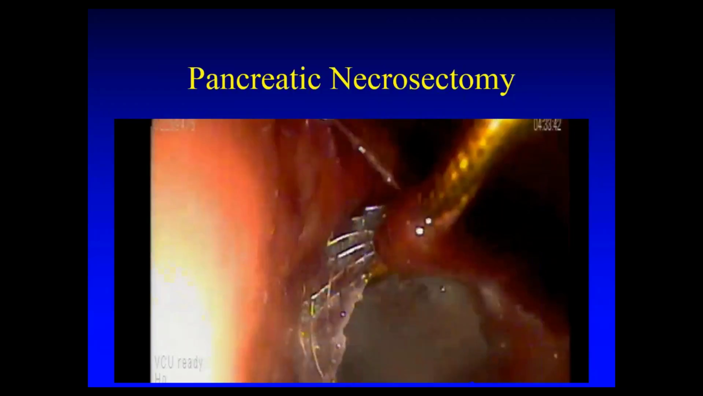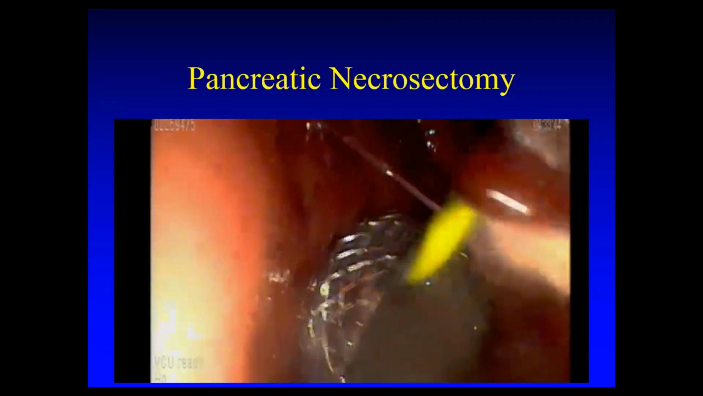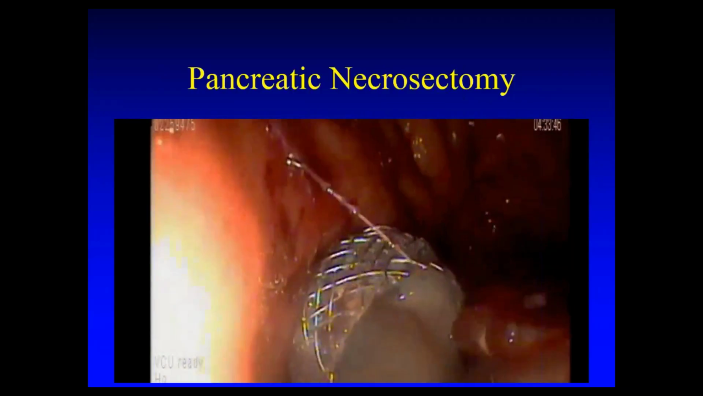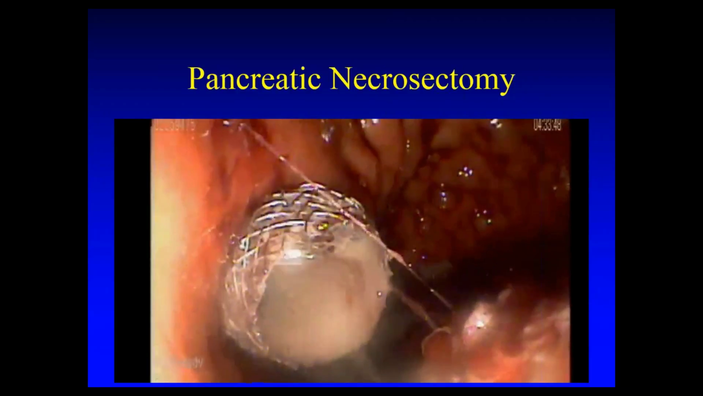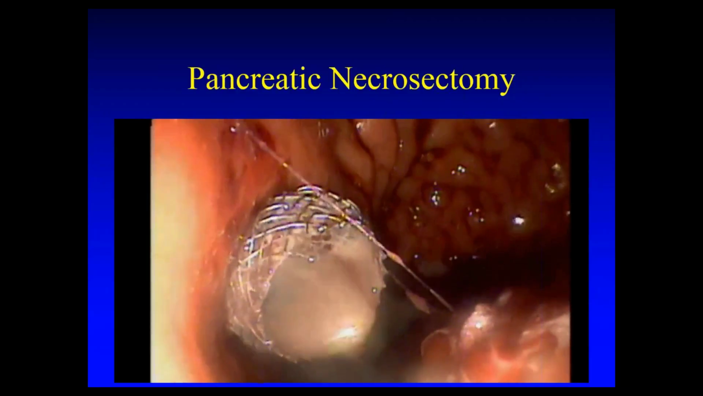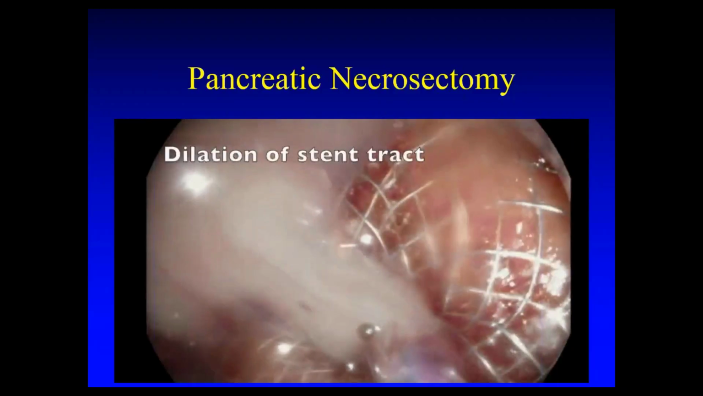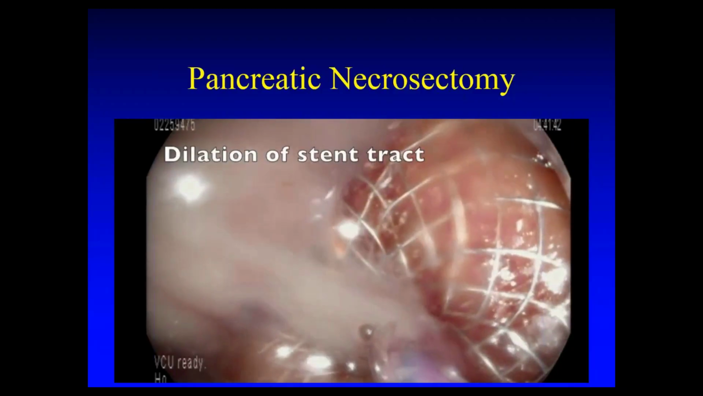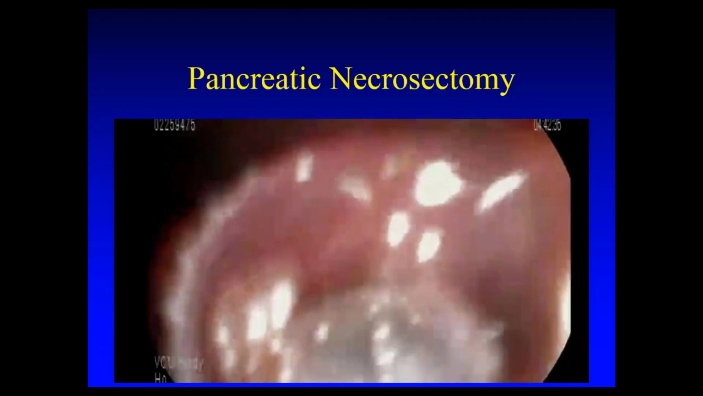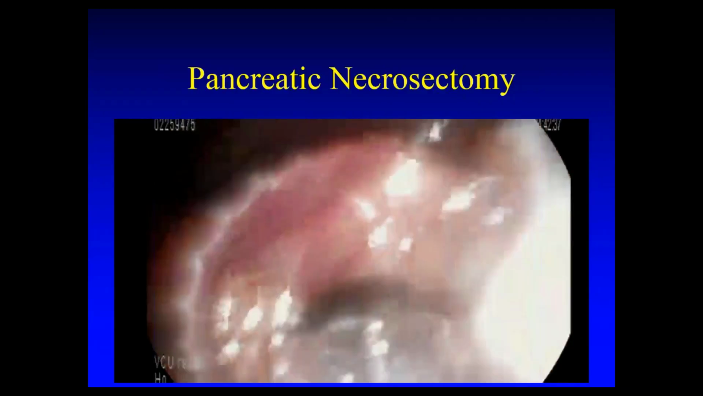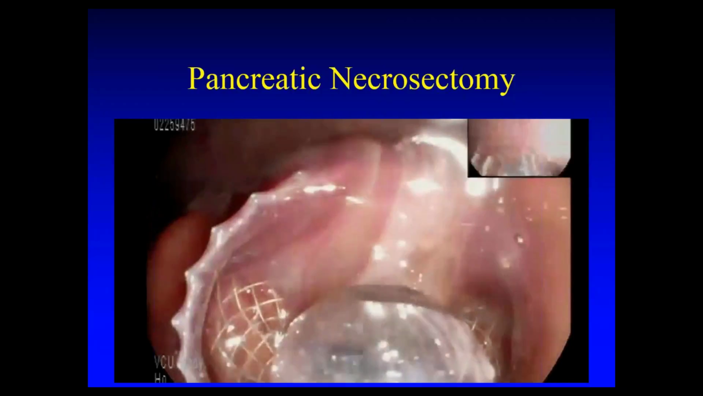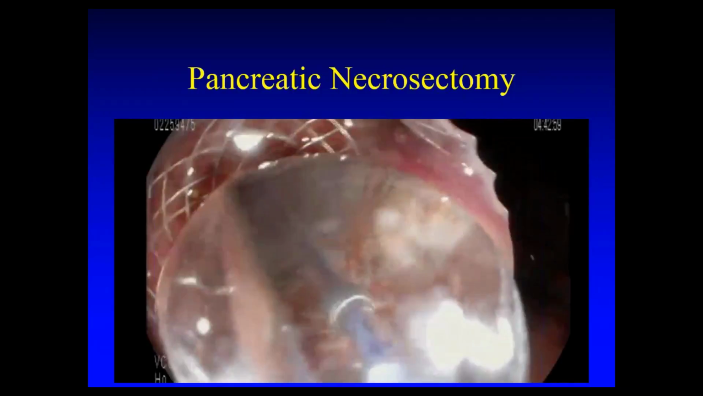To optimize drainage, sometimes what we do is after stent deployment, we put in a CRE balloon to dilate the stent itself to optimize drainage. You can see here, after the balloon is deflated, even more necrotic debris came out of this necrotic cavity.